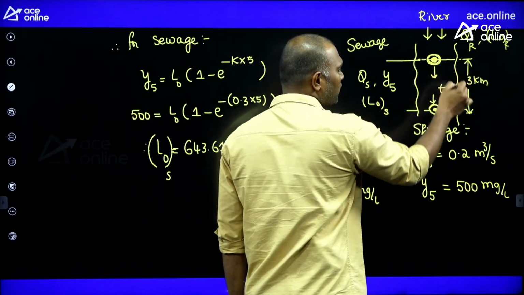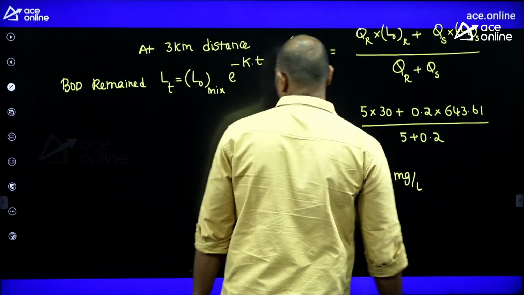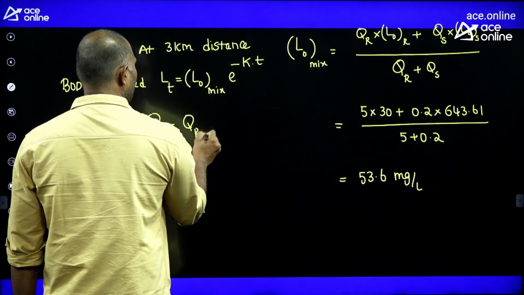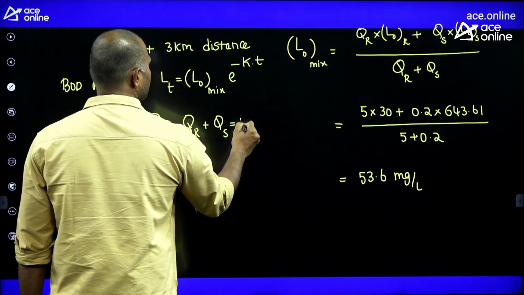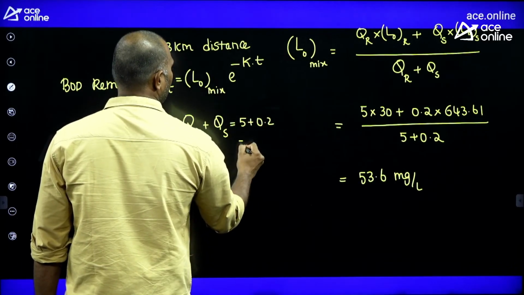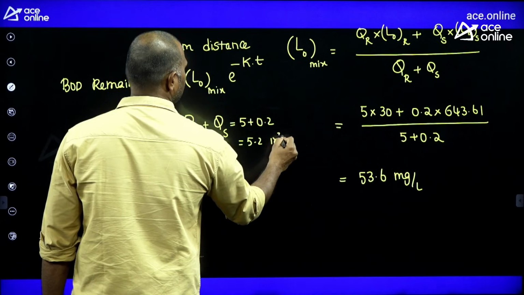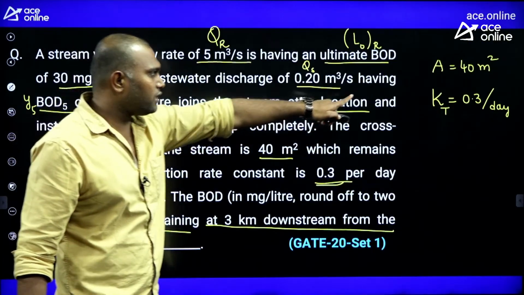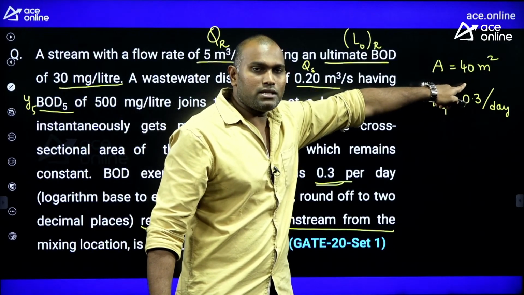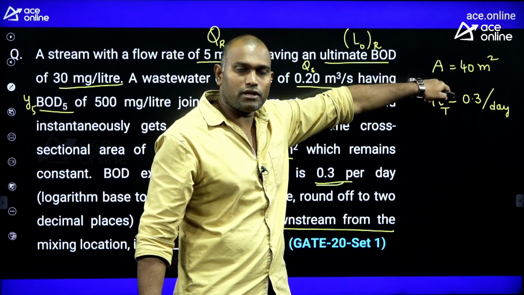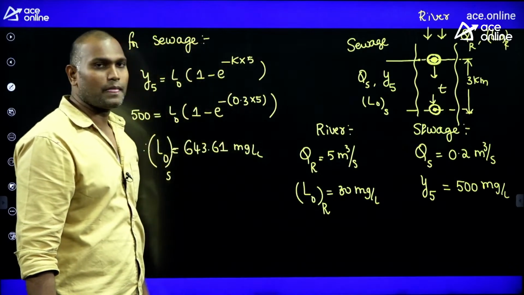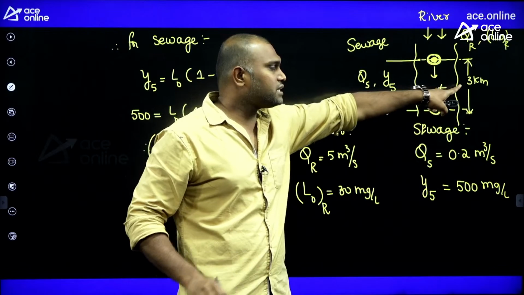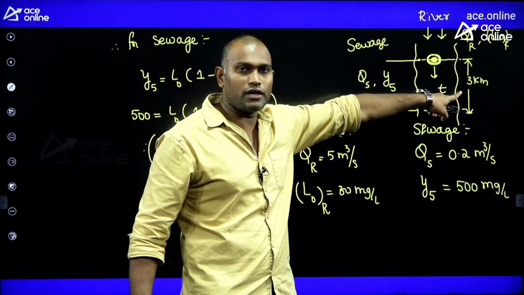I know the total flow rate coming. So now, what is the total flow rate? The total flow rate is QR plus QS, which is 5 plus 0.2, 5.2 meter cube per second. That much flow rate is coming, and they have given the cross-section area. Once they give the cross-section area, can't you find out the velocity? Yes. So with that velocity, this mix is flowing over a distance of how much? 3 kilometers. Can't you find out the time?